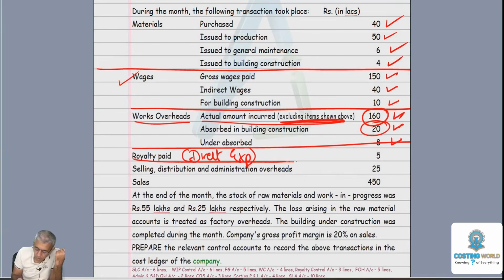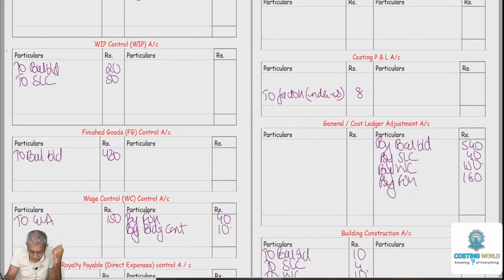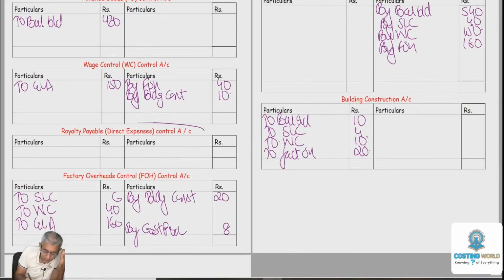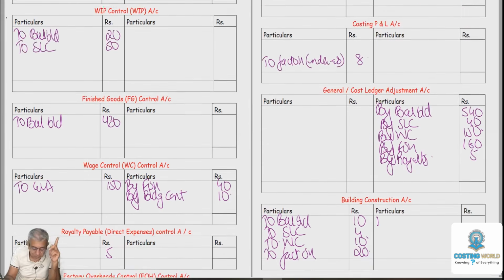Further, royalty paid $5. So this is royalty payable account. It's direct expenses account, beta. So therefore, first of all, pay the royalty account debit to GLA. So therefore, by royalty 5. Remember your yesterday's first lecture, beta.